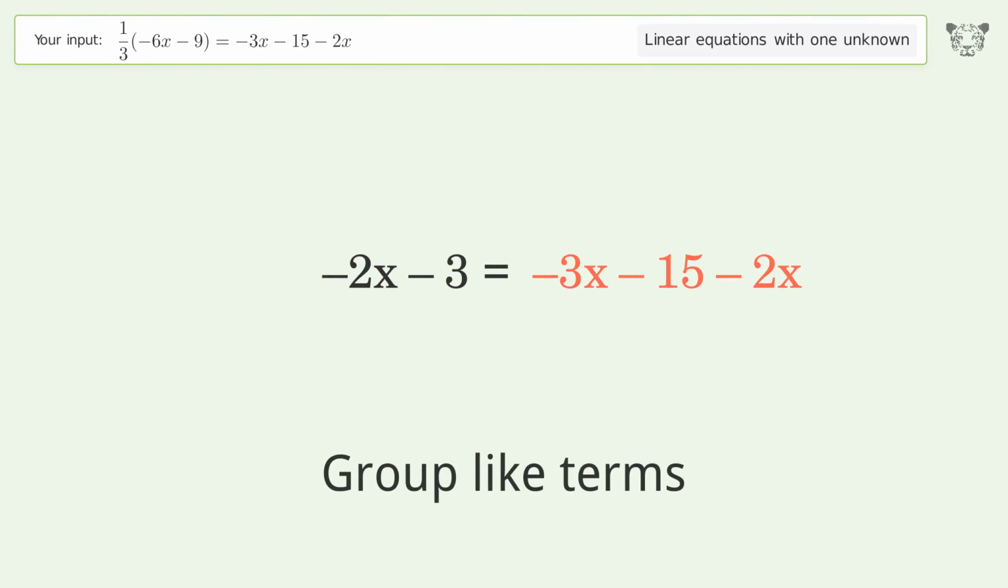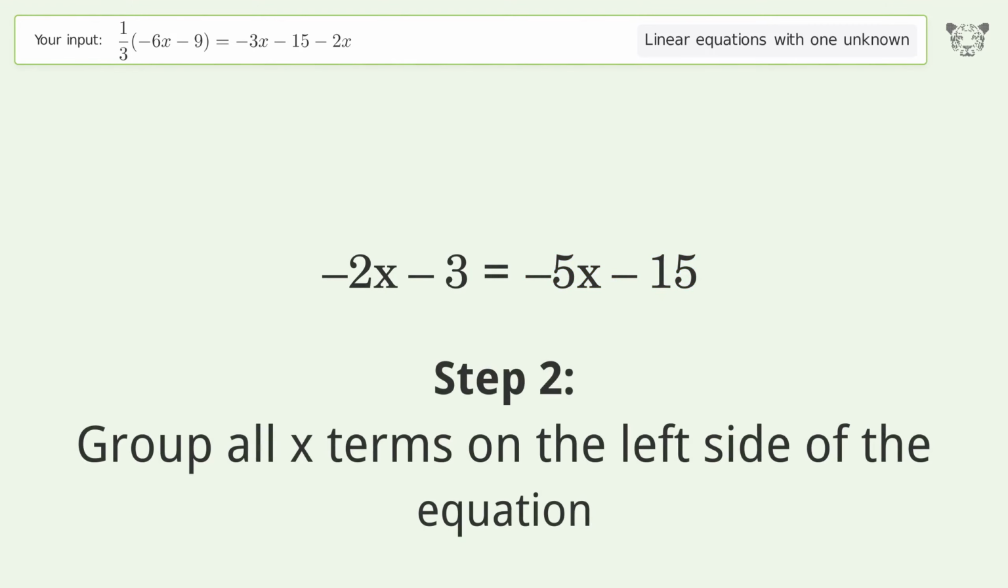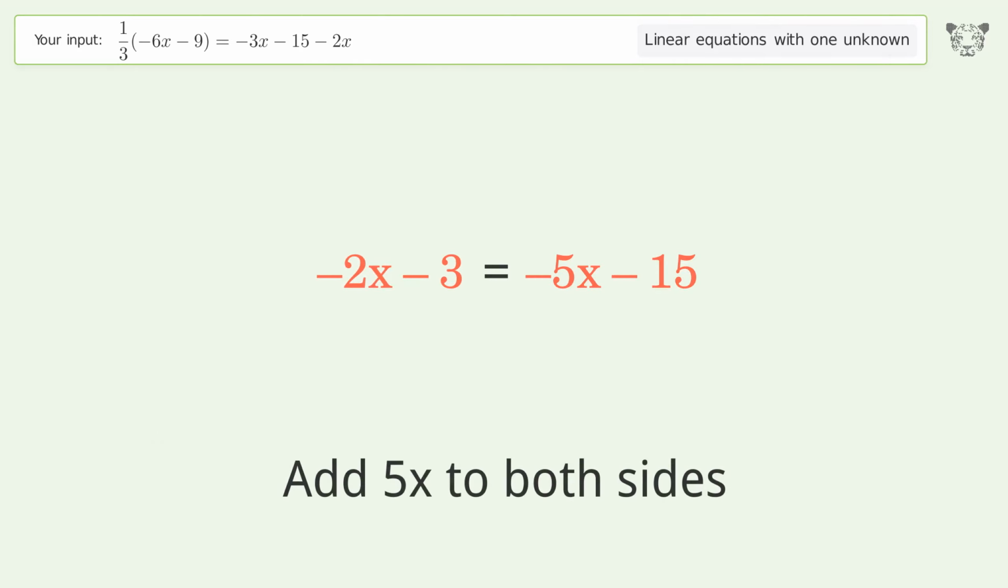Group like terms. Simplify the arithmetic. Group all x terms on the left side of the equation. Add 5x to both sides.